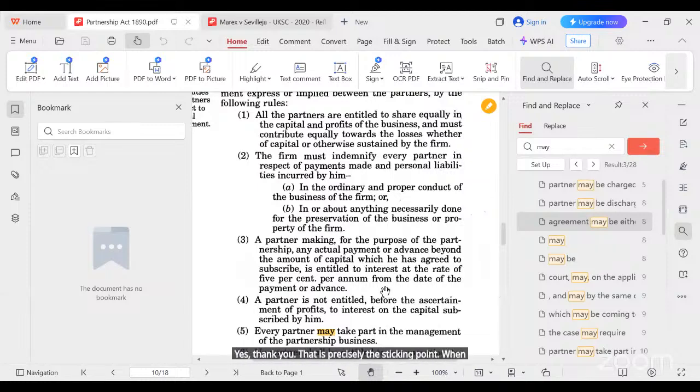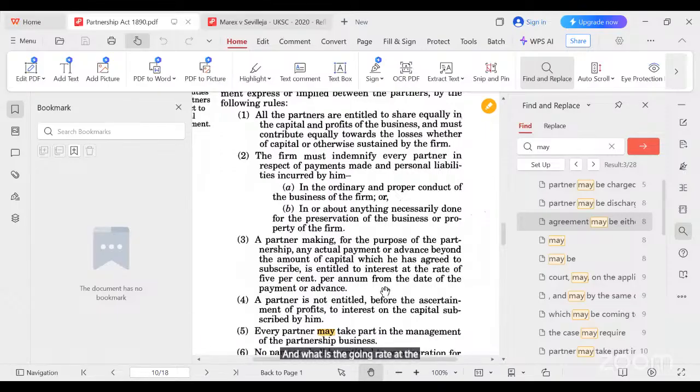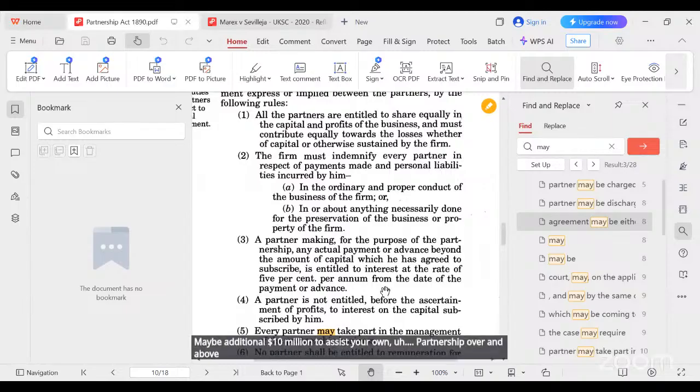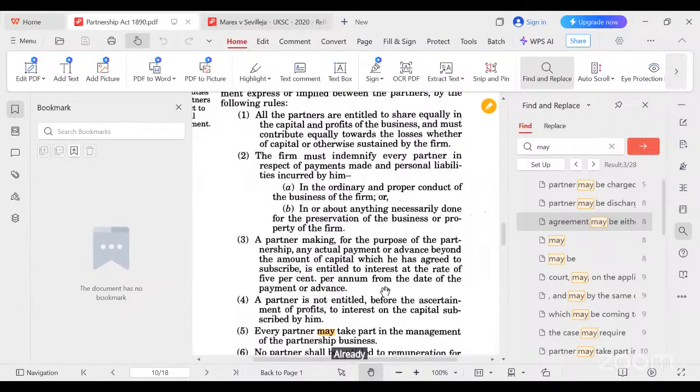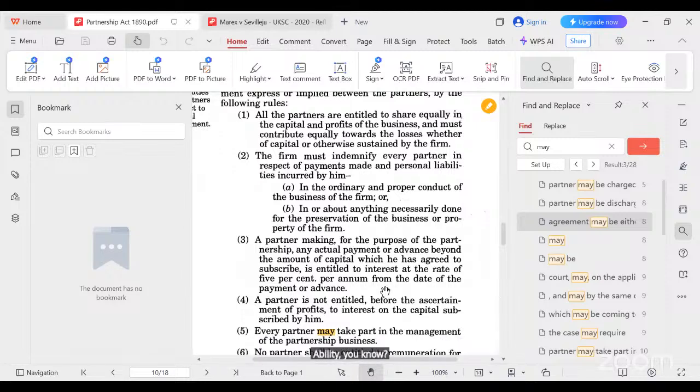Yes, thank you. That is precisely the sticking point. When you are talking about 5% per annum, what is the going rate at the banks? Either 25 to 27%, and you are paying maybe an additional 10 million to assist your own partnership over and above what you have already undertaken to contribute. It's like a loan, you know. And if you are now stuck with 5%, they will be thanking you and laughing behind you. Can you imagine? So the 5% is very, very inequitable.